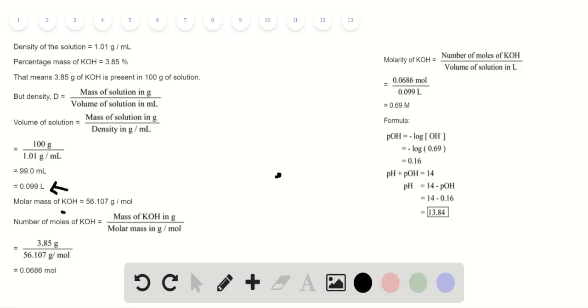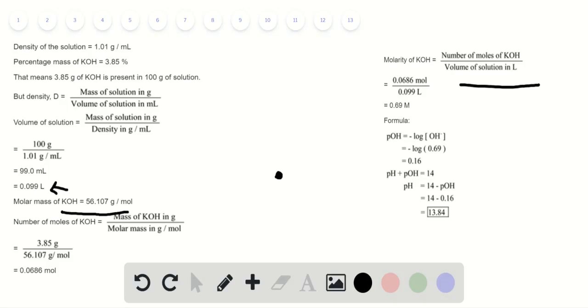The molar mass of KOH is 56.107 gram. From that, we can determine the number of mole by dividing mass by molar mass. Using this, the number of mole turns out to be 0.0686. Molarity, the formula for molarity is number of moles of solute divided by the volume of solution in liters. Substituting in the values, the molarity of KOH solution will be 0.69.